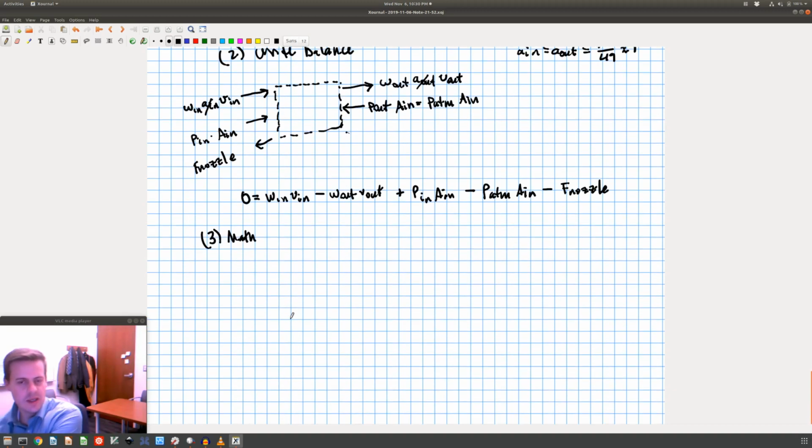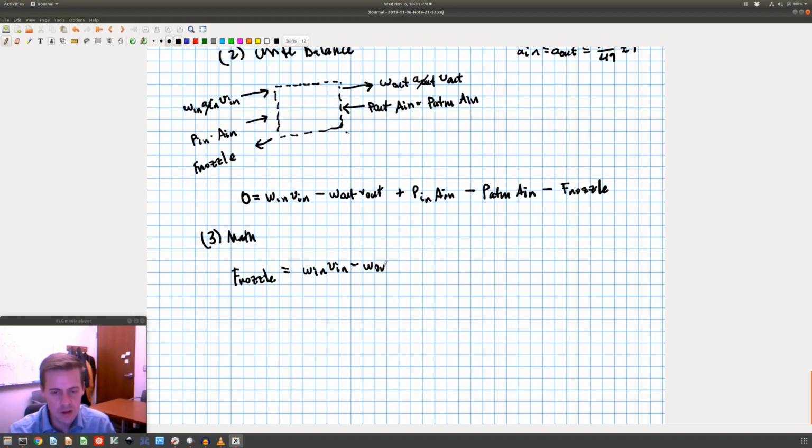Why don't you take a second and rearrange this and see if you can simplify this equation. Hopefully you did a little bit of the algebra so you're awake, but let me show you my algebra. So I'm going to rearrange. I'm going to put F nozzle on the left hand side, and this will be W in V in minus W out V out, plus A in multiplied by P in minus P atmosphere.